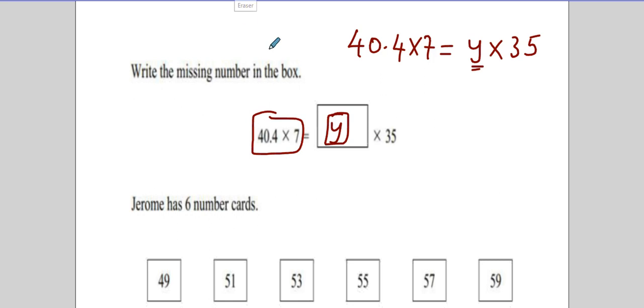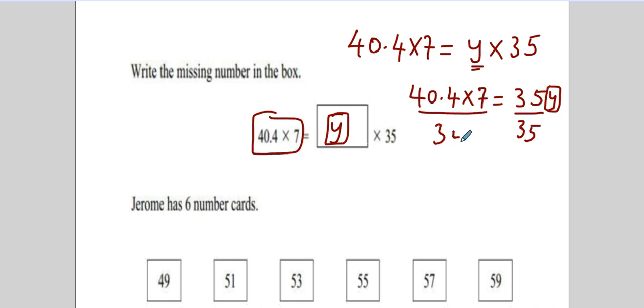Okay, now how do we move from here? This is 40.4 times 7. Leave that the way it is. Y times 35, that is 35y. Now we are looking for how much y is. So what we do, divide by 35 on both sides. So 35 and 35 will cancel, and y will remain over there.